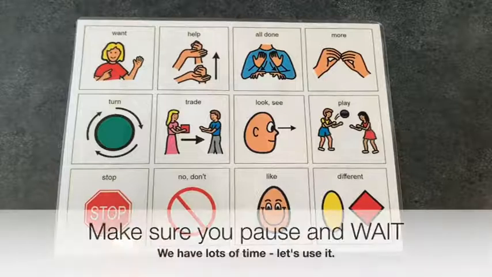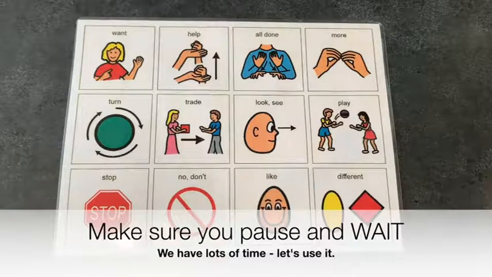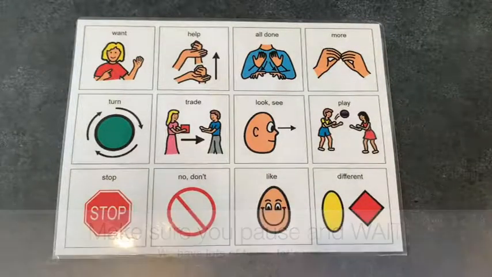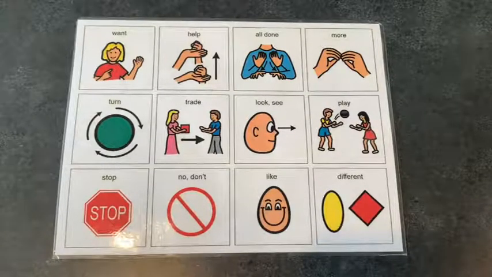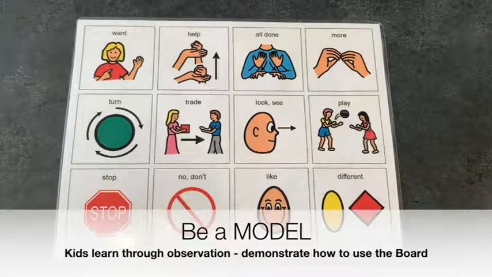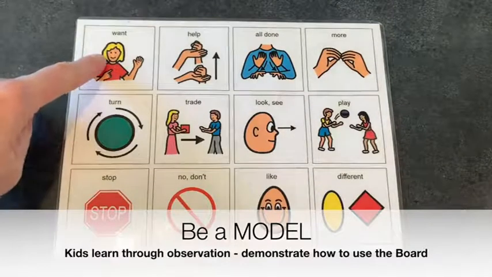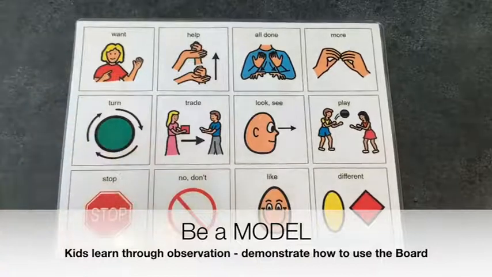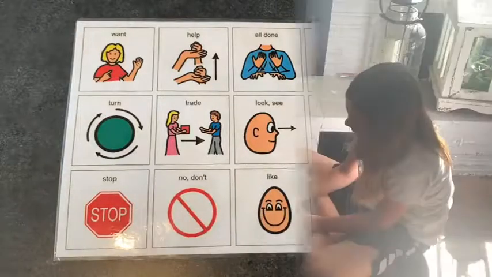The last thing, and you'll see in the video, is that you need to pause and wait for that turn-taking exchange when using the core board. The other thing to remember is as much as we want our kiddos to use the core board, we need to model using the core board as well. So if I'm asking for a turn, then I'm going to point, want, turn. So watch the video clips and it'll give some examples of how you can practice using them at home.